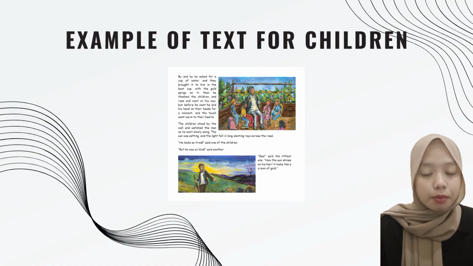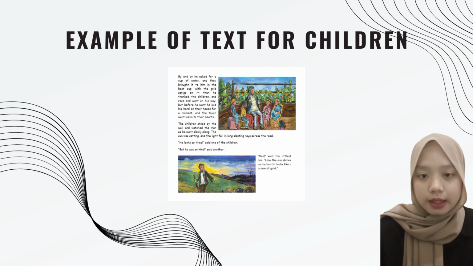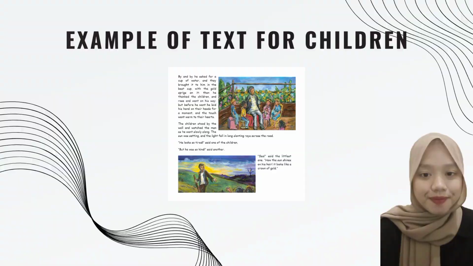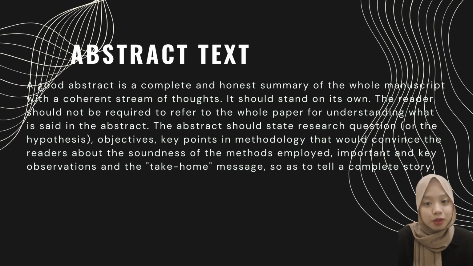So here I provide the example of a children's text. As you guys can see, the children's text has more visuals than the other texts. So the last text is abstract text.